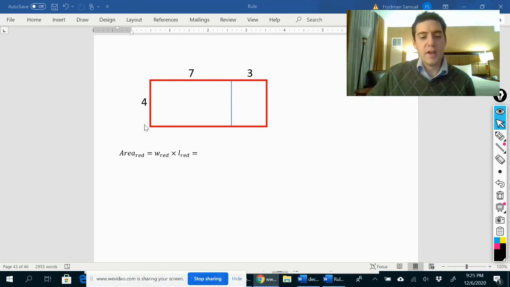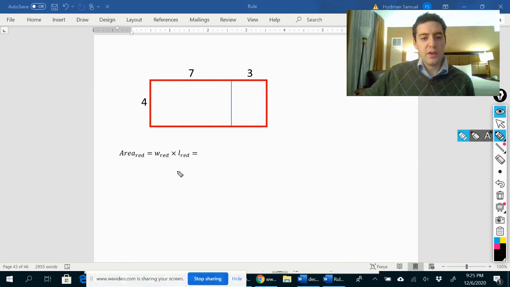You might remember that to find the area of a rectangle you just do the width times the length, or sometimes you call it the length times the height, or the base times the height, or the width times whatever you want to call it. The width times the length. So the area of the red rectangle is equal to the width of the red rectangle times the length of the red rectangle. So W here stands for width and L stands for length.